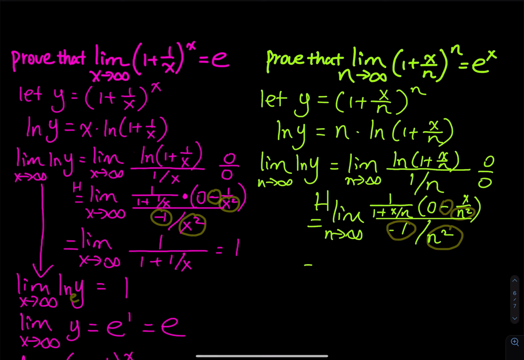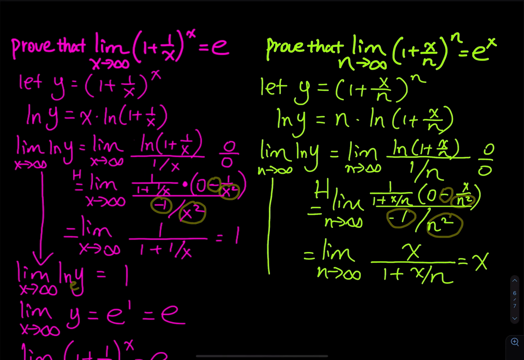So overall, we have the limit as n goes to infinity of x divided by (1 plus x divided by n), with the x on top. What happens when n goes to infinity? The x over n becomes 0. So therefore, you only have x divided by 1, which equals x. That is not the answer yet. We bring everything down here, so we have the limit as n approaches infinity, ln y equals x.